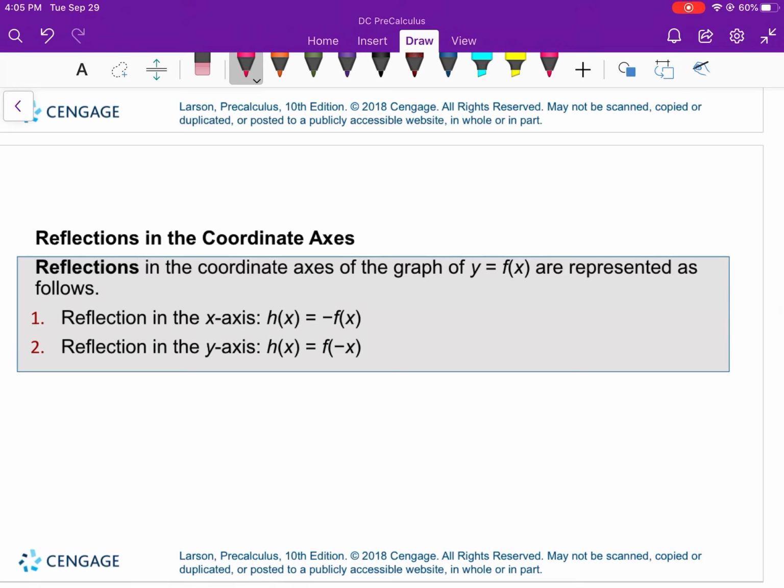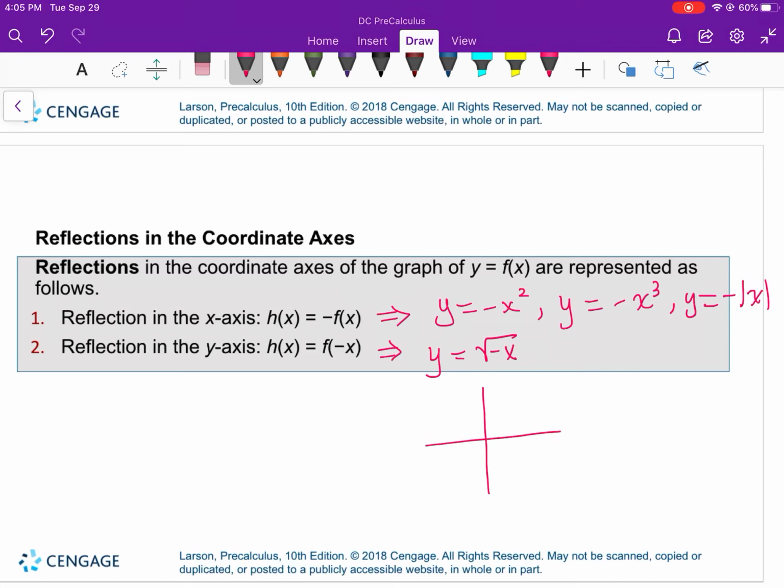So in summary, here are your reflection rules. Again, this might be like y equals negative x squared, y equals negative x to the third, y equals negative absolute value of x, etc. If you're going to reflect something across the y-axis, here's a popular one: we take the square root of negative x. Instead of having the square root of x this way, the negative will flip it back this way.